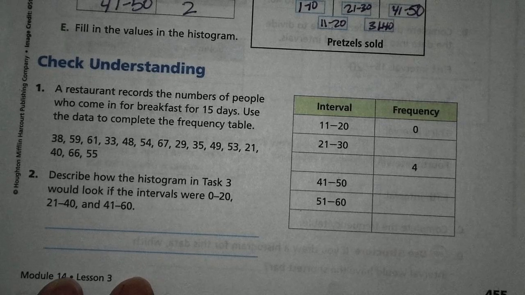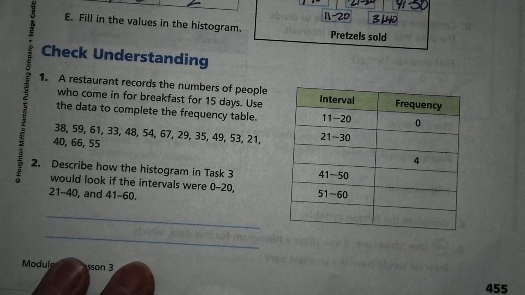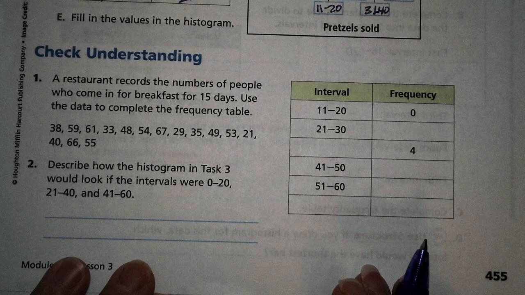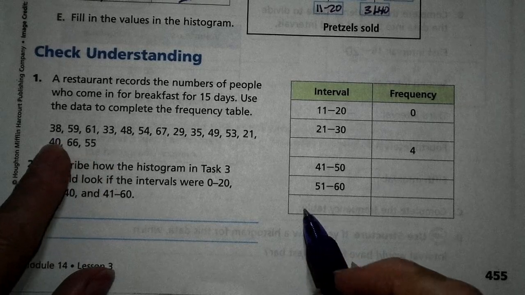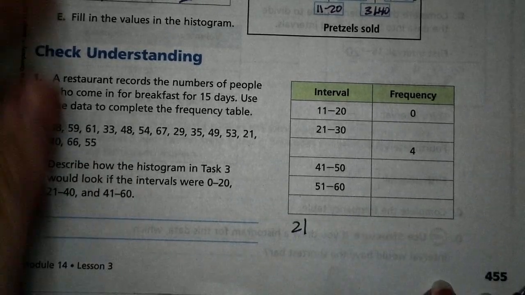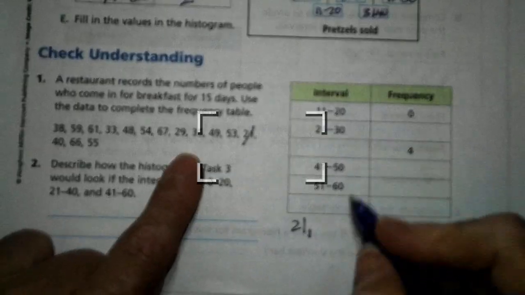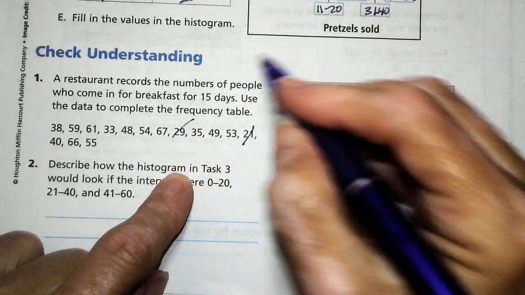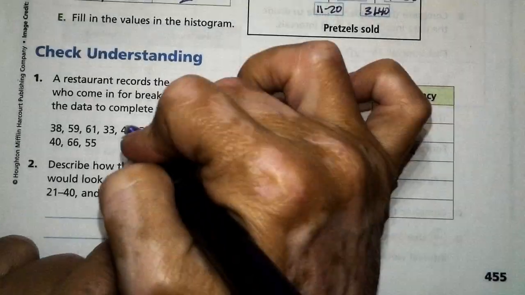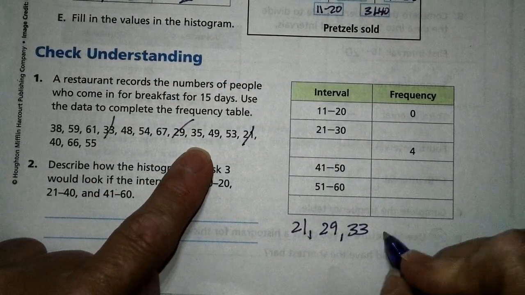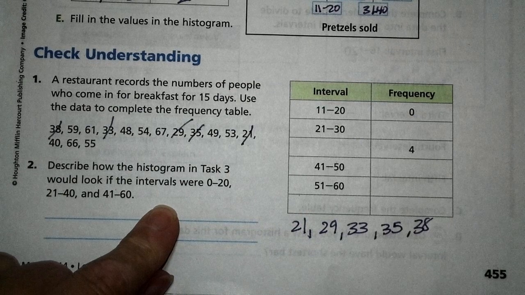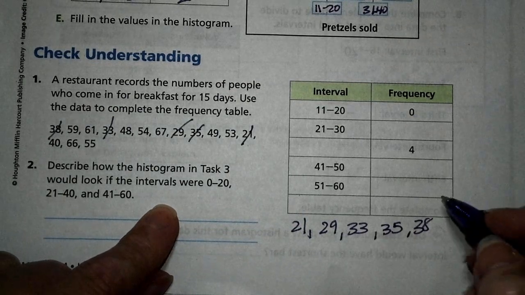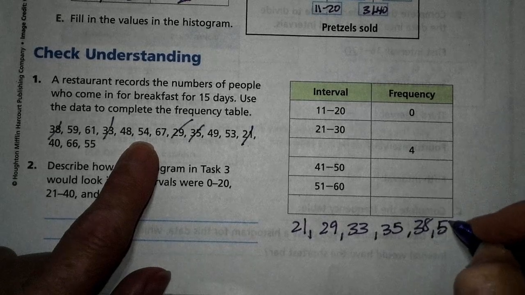So 38, 59, 61, 33, 48. I'm not going to read them all, but what's the first thing we probably should do? Probably should put them in order. So we are going to do that. So we would have 21. Okay. So I'm going to cross it off as we go. 29, 33. Looks like we have a 35, a 38. Okay, and then we have a 53.